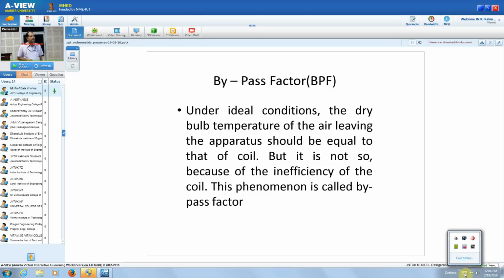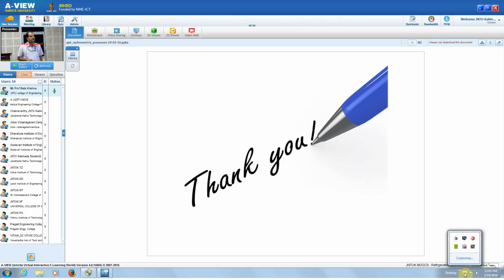And suppose in hospitals, blood storage units and such, we can't recirculate the air again. Maybe the disease is very dangerous. If you recirculate the air again, it may affect other people. That's why in that case we can't recirculate the air. It goes outside. We will discuss later how it is. That is the bypass factor. Next. Okay. Thank you.